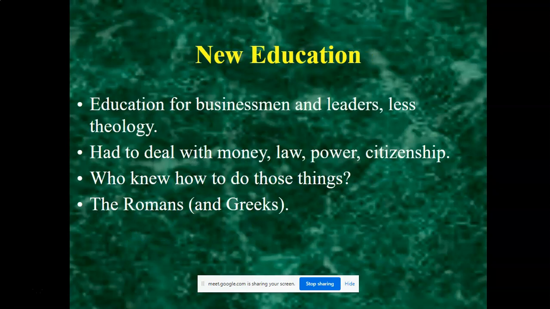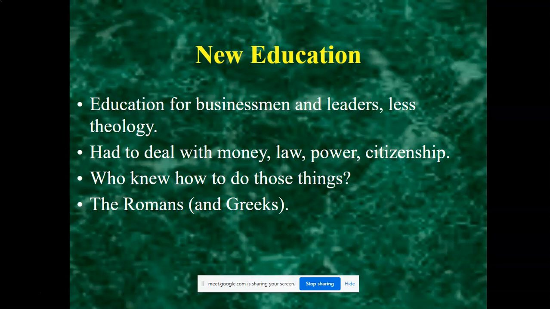This new education, like I said, is for businessmen and it's for leaders. It's not for what people used to be educated for all the time. People in the medieval period really only had one thing in mind: heaven and avoiding hell and pleasing God and doing what Jesus said, kind of. And that's theology. The study of religion was very important throughout the Middle Ages. People only thought about religion and studied religion. Those who could read and write were all about religion.